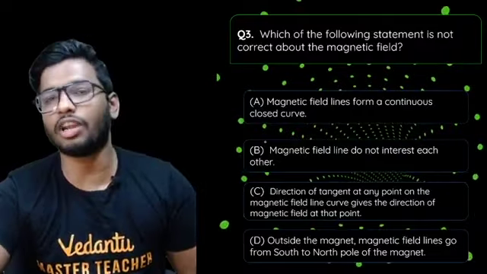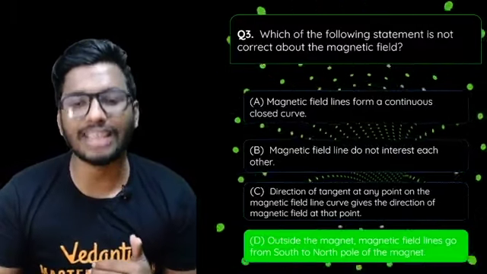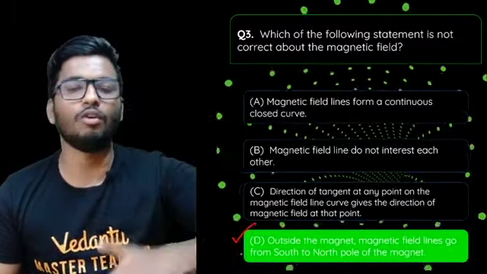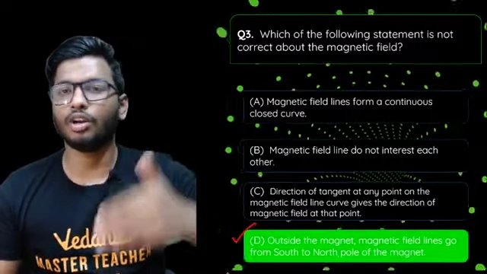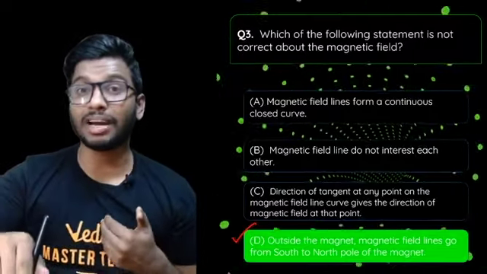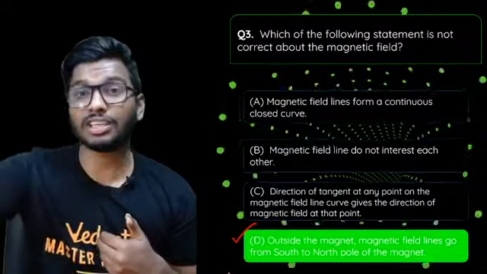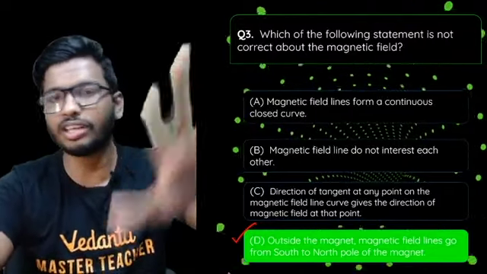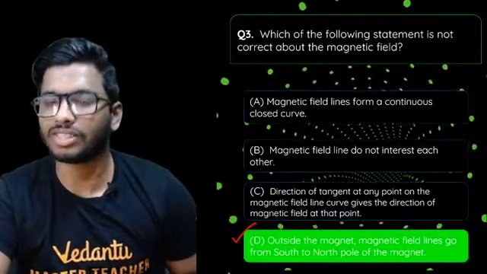And the answer, guys, is very straightforward. It's option number D, because outside the magnet, as I just told you, it'll go from north to south pole, not from south to north pole. Inside the magnet, however, it goes from south to north, but outside the magnet, it's from north to south pole. All the other statements are correct. The last one is the one which is false.